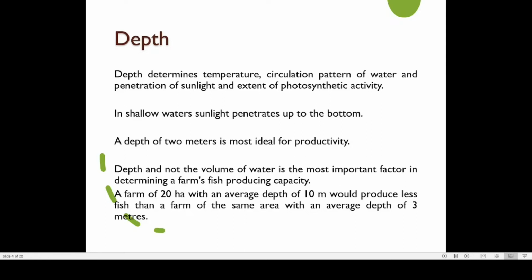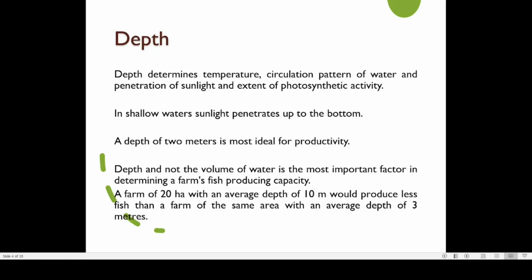So a depth of 2 meters is most ideal. The best depth for aquaculture is 2 meters. If it is more than 2 meters, there will be other problems because sunlight may not be able to reach the lower level properly. So the ideal depth for an aquacultural pond or farm is always 2 meters.